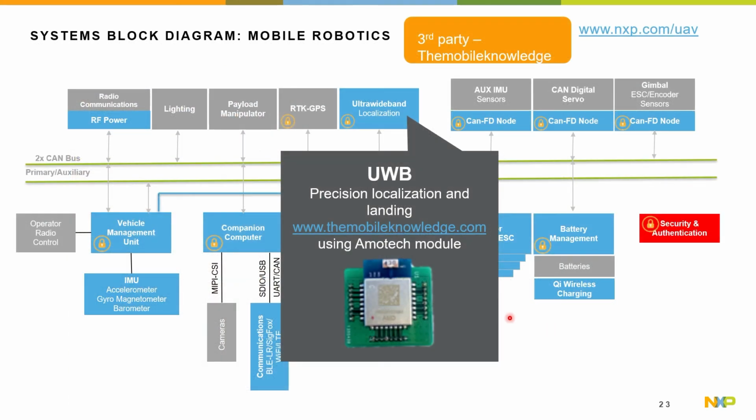For ultra-wideband, NXP is a world leader in ultra-wideband. This is a challenging area to work with right now because of the high demand in the cell phone and automotive industry, so they are taking up the majority of the bandwidth. We have some internal research that we're doing, internal planning, studying and enablement. It's not quite ready for prime time for a mobile robotics audience, but there are third parties, particularly one called themobileknowledge.com, that provide reference boards and software support using off-the-shelf modules from companies like Amotech and Murata, and they use our chipsets.